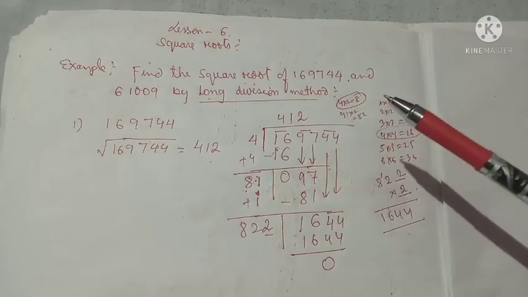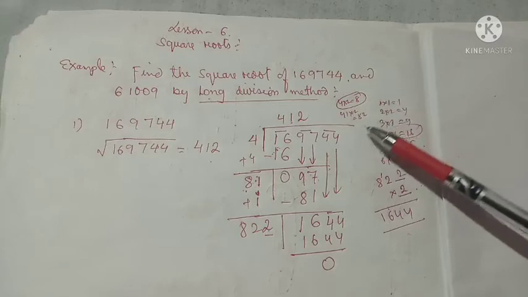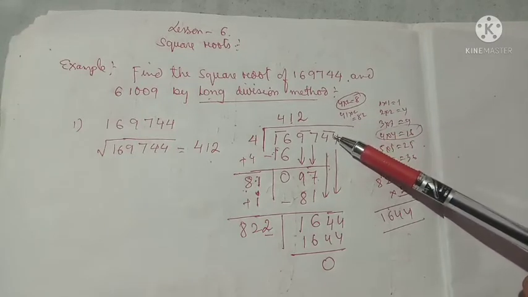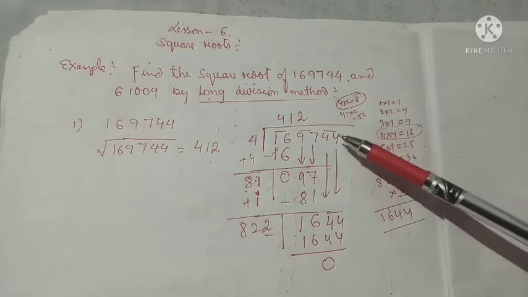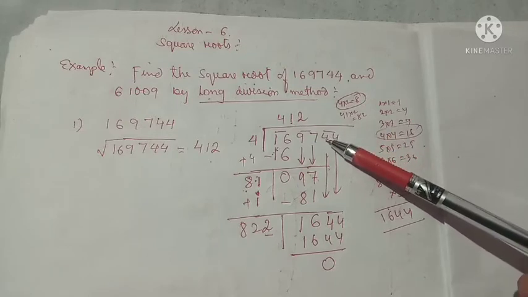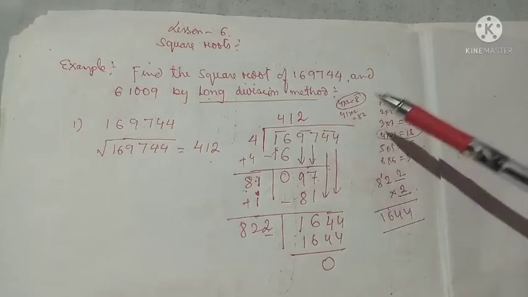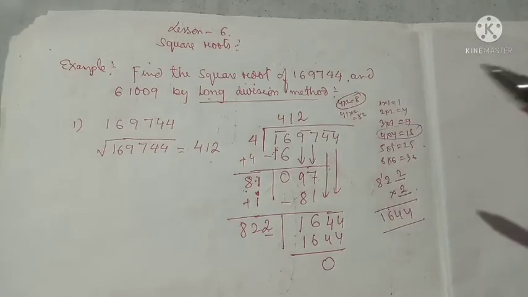169744, starting from the digit in the one's place. From the one's place we are putting the bars over every pair of digits: 44, then 97, and then 16. Now we are going to start the division.